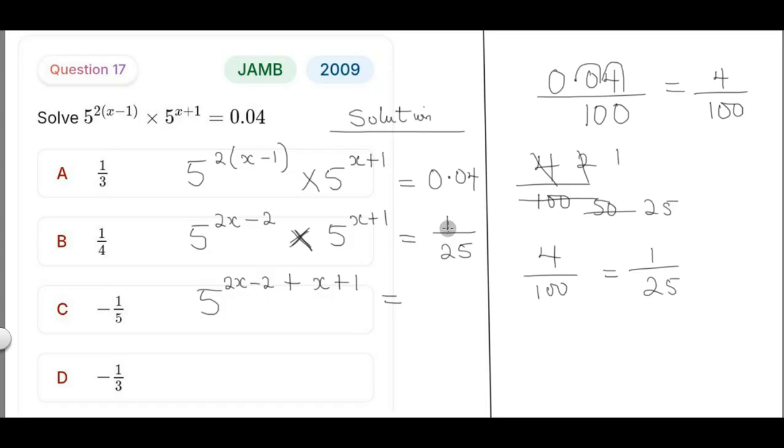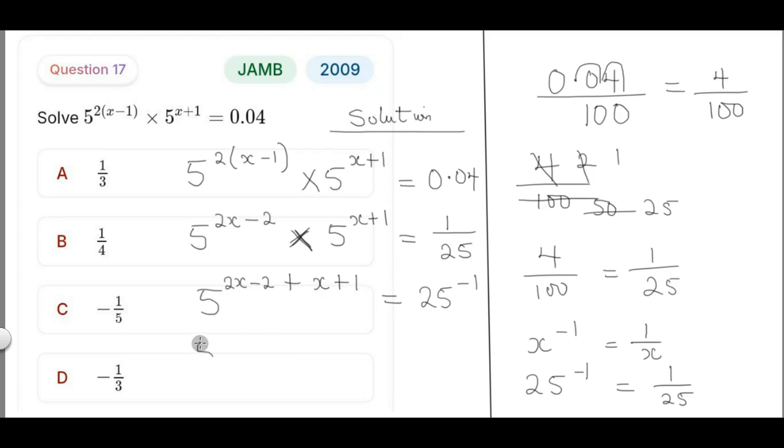You should know from the negative index law of indices that x raised to the power of minus 1 is equal to 1 all over x. So 25 raised to the power of minus 1 is equal to 1 all over 25. So your 1 over 25 is the same thing as 25 raised to the power of minus 1. Instead of writing 1 all over 25 here, I'm going to write 25 raised to the power of minus 1. Having done that, the next thing I'm going to do is to add these powers.